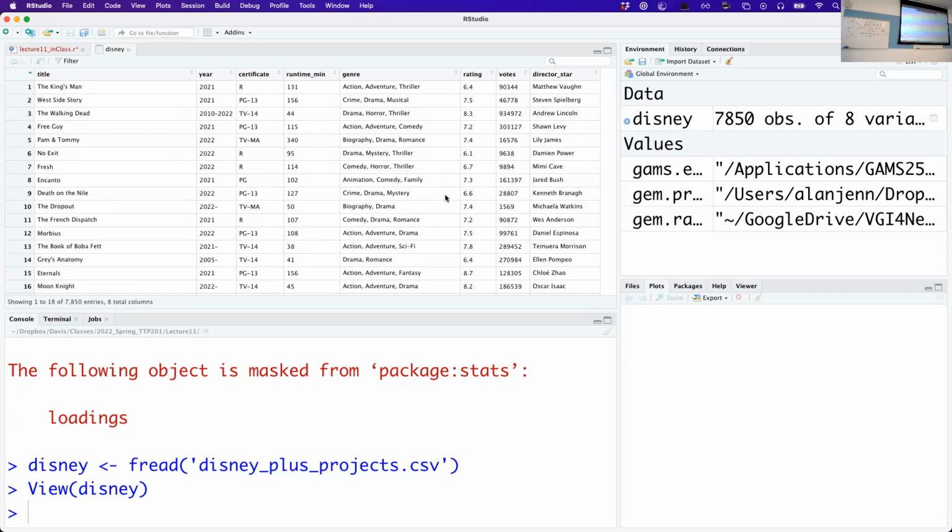And what you can see from here is we have the title of the movie or series, the year in which it was either available or released, I think it's released. The rating, so G, PG, PG-13, R, and then there's some TV ratings as well, like TV mature. The runtime, the genre, the rating, some number of votes corresponding to the rating, and then the director or star of that movie or TV show.